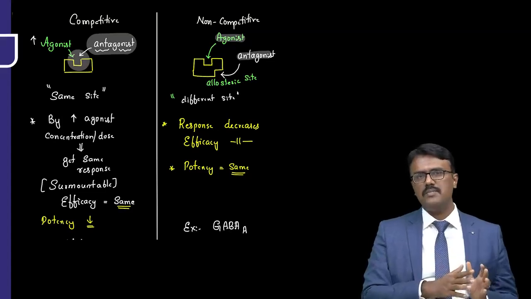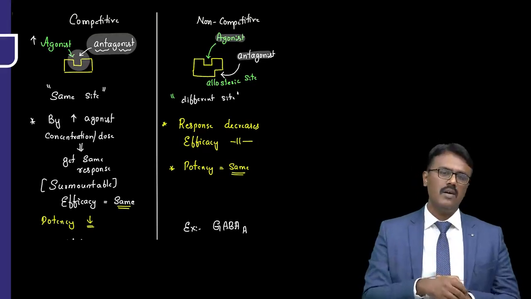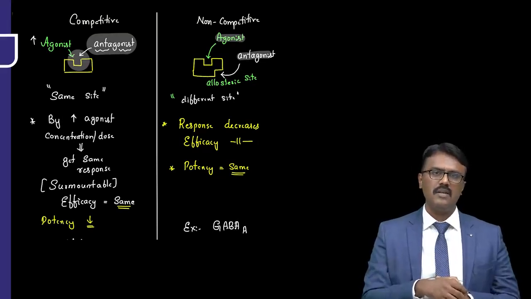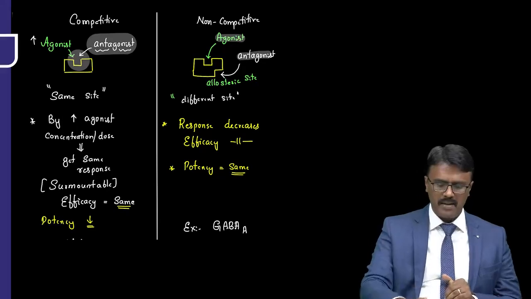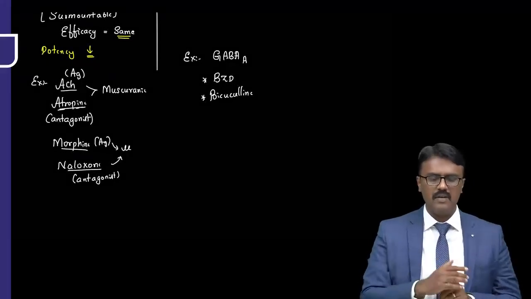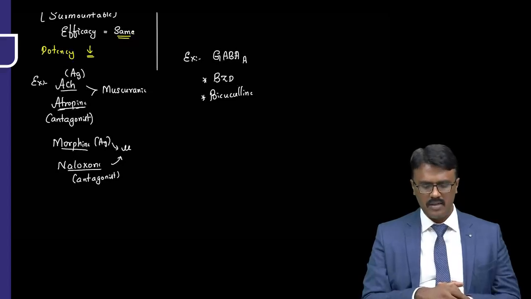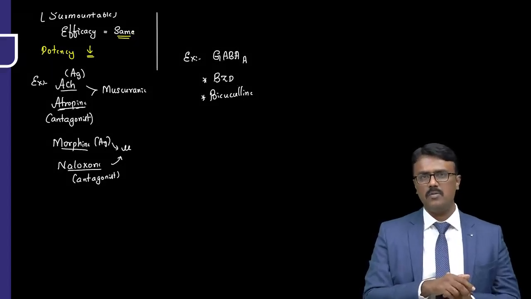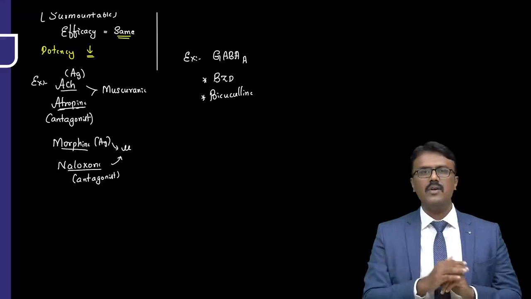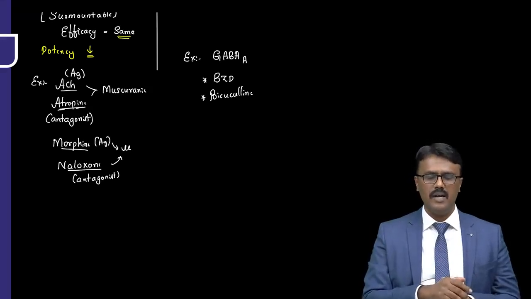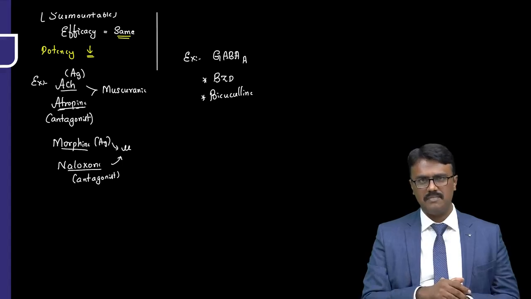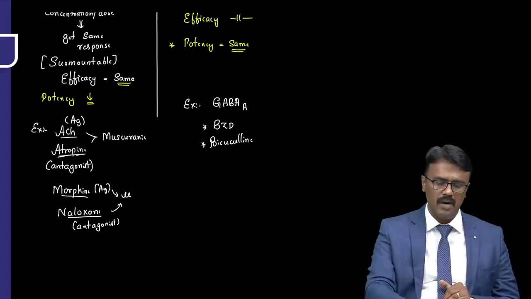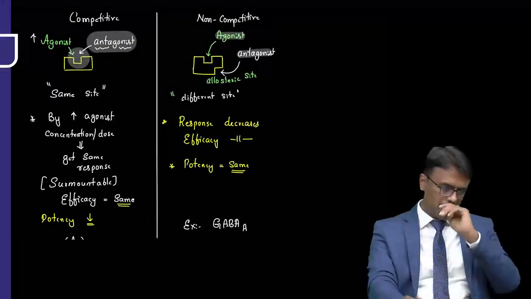So in competitive, the efficacy remains same, potency decreases because you are using higher doses. Here in non-competitive, the efficacy decreases, the potency remains same. The classical examples I told you: acetylcholine and atropine binding to muscarinic receptor, morphine and naloxone binding to mu receptor. The non-competitive classical examples are GABA-A, benzodiazepine and bicuculline. So that is the difference between competitive and non-competitive antagonism.